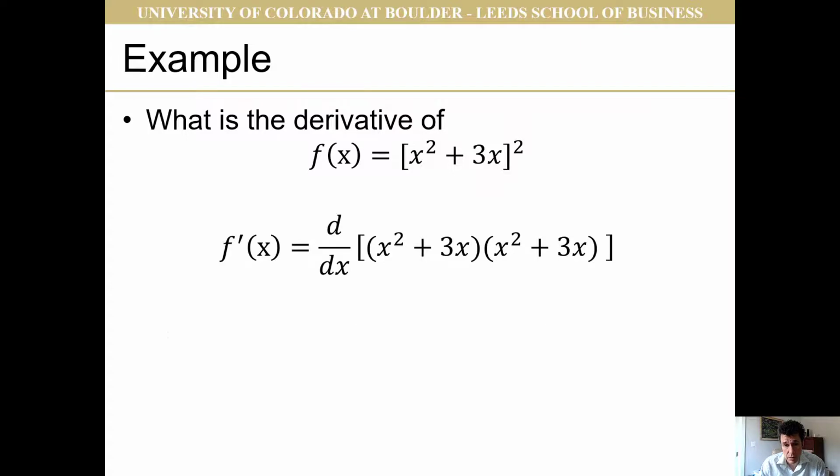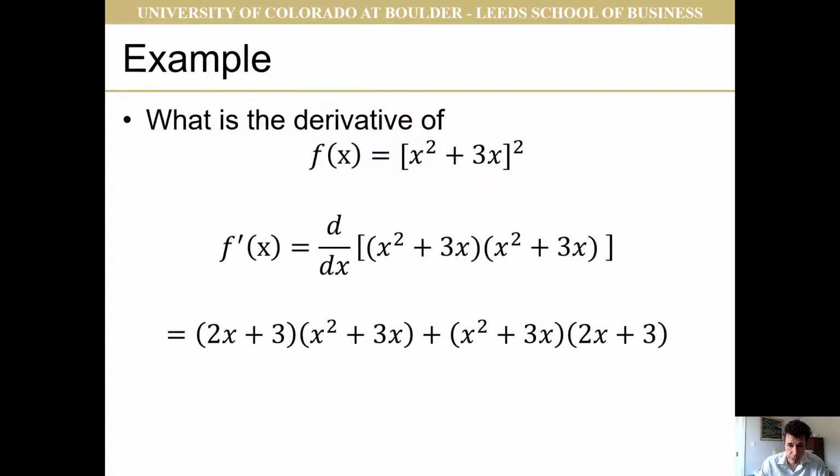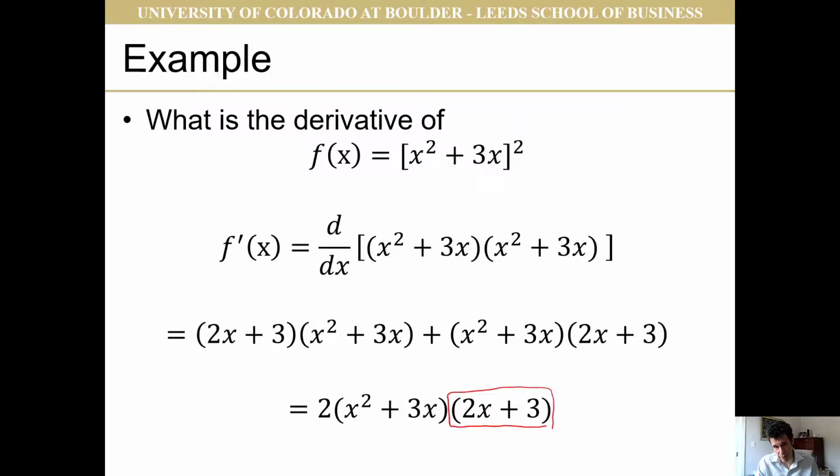This is just a product rule. Take the derivative of the first function, 2x plus 3, times the second function, x squared plus 3x, plus the first function, x squared plus 3x, times the derivative of the second function, 2x plus 3. These terms are identical, so we've got two of them. We have 2 times x squared plus 3x times 2x plus 3. And what you'll notice is this is the derivative of the function x squared plus 3x, kind of our inner function. And this looks a little bit like the derivative of the outer function, right? If the outer function here were x squared, the derivative of that is 2x to the power of 1.